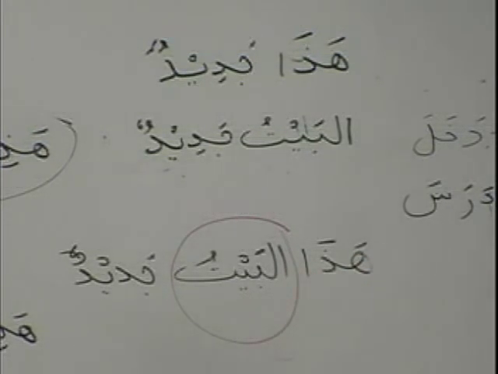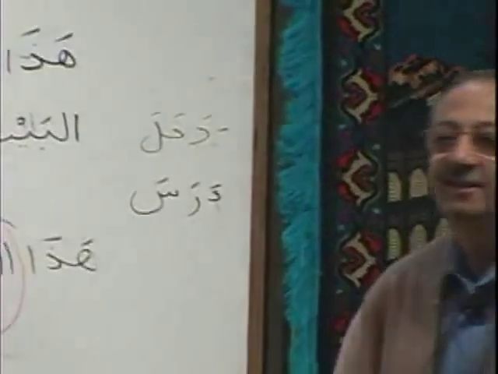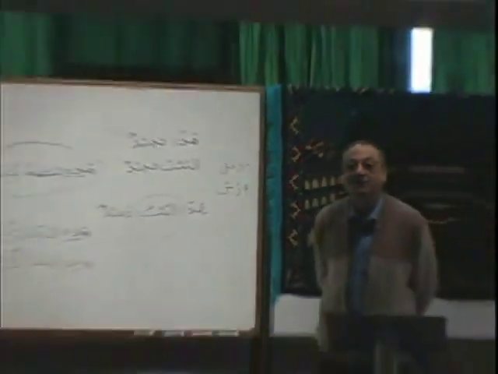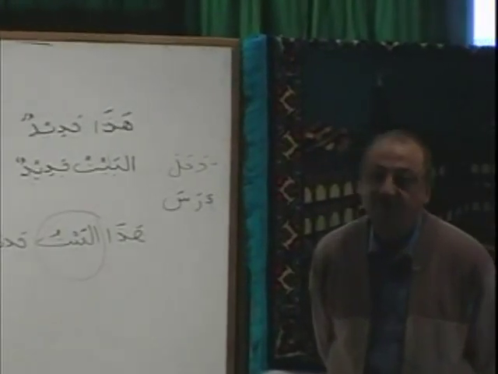Hada al-baytu. What is the English translation? This house. Sentence is not complete. This house. What about it? Give me some news. This house is new. So how do we analyze it in Arabic, brothers and sisters? First, the noun is our mubtada. Then what shall I call the other? Badal. It is called badal, meaning substitute. Badal means substitute, not badal meaning cloud.